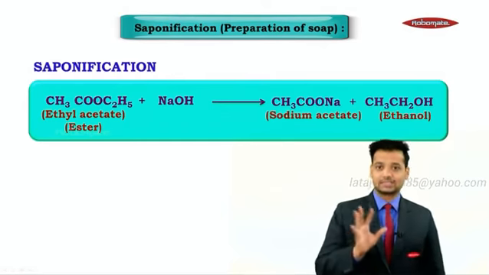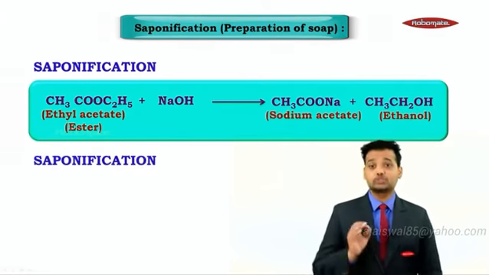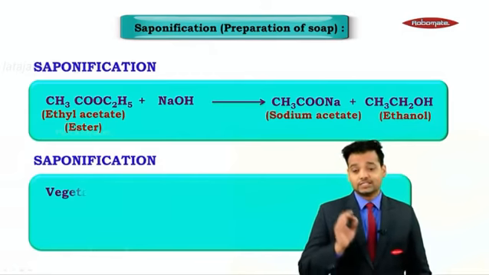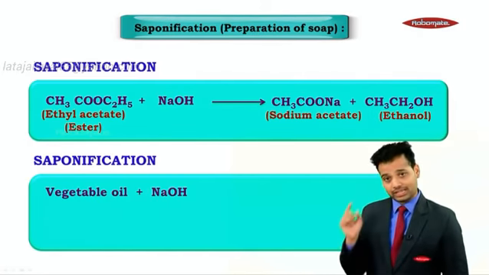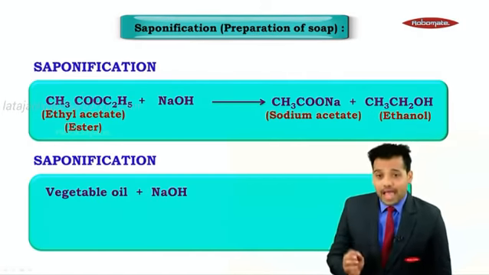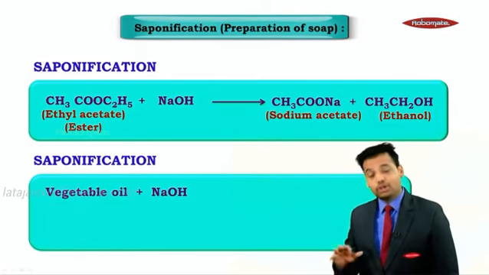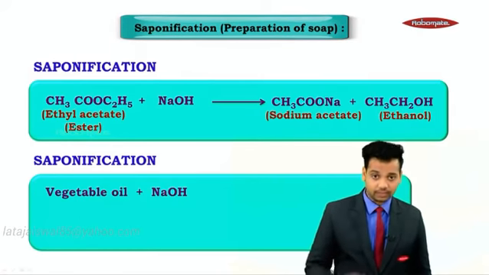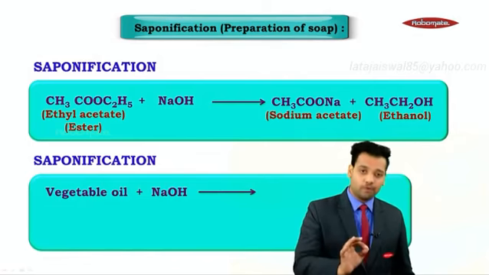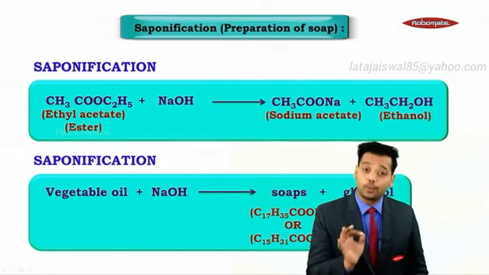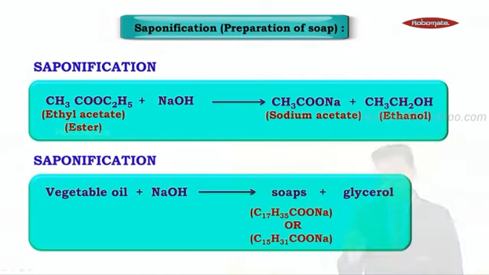Now, why is this reaction very important? Because soaps are made just like that. Saponification, when vegetable oil instead of ester reacts with NaOH. Now, vegetable oil also contains ester. With NaOH, it forms a soap, where you just remove the CH3 and put C17H35. So C17H35COONa plus glycerol, which is also like ethyl alcohol.